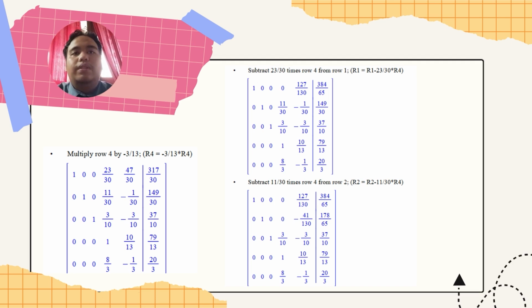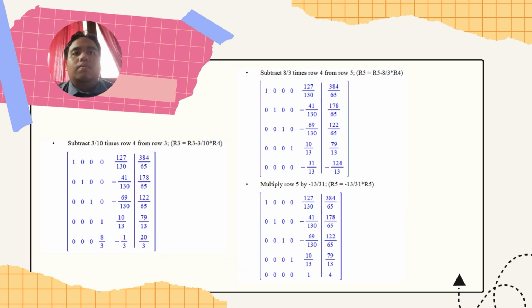We subtract 23 over 30 times row 4 from row 1 and then subtract 11 over 30 times row 4 from row 2. We continue to clear the fourth column by eliminating the element below our pivot. We subtract 3 over 10 times row 4 from row 3 and then subtract 8 over 3 times row 4 from row 5. Now we are at the final column.